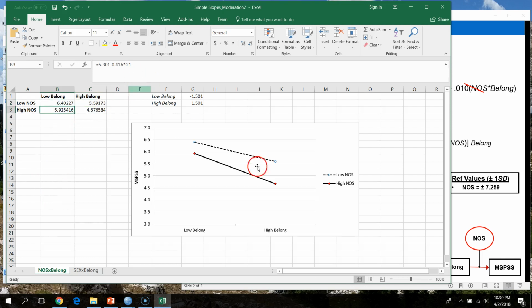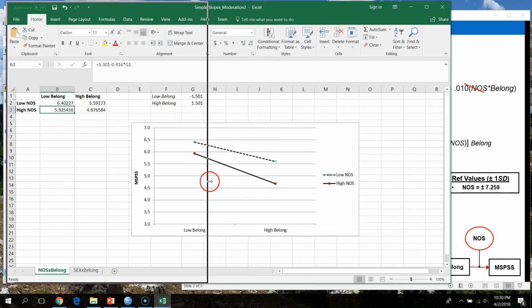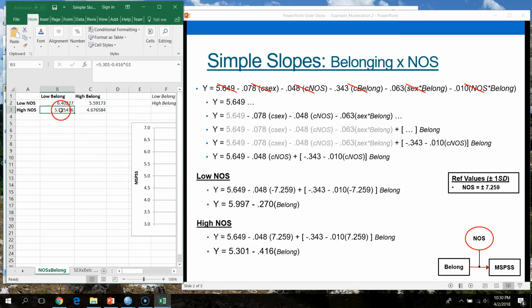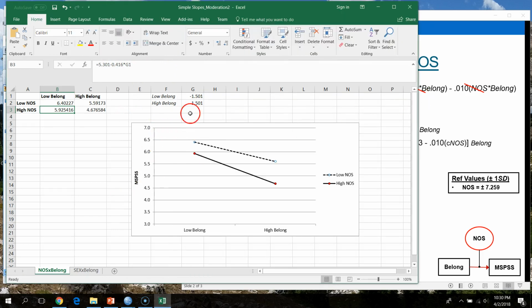Same thing here. We've got our simple slope for high NOS. Got this equal to 5.301 minus 0.416 times belongingness. And we just have our high and low levels of belongingness, again, a standard deviation above, standard deviation below. This is arbitrary. You could put 2 standard deviations above or below if you wanted a larger range, but this tends to be sort of standard convention for how we would do this.